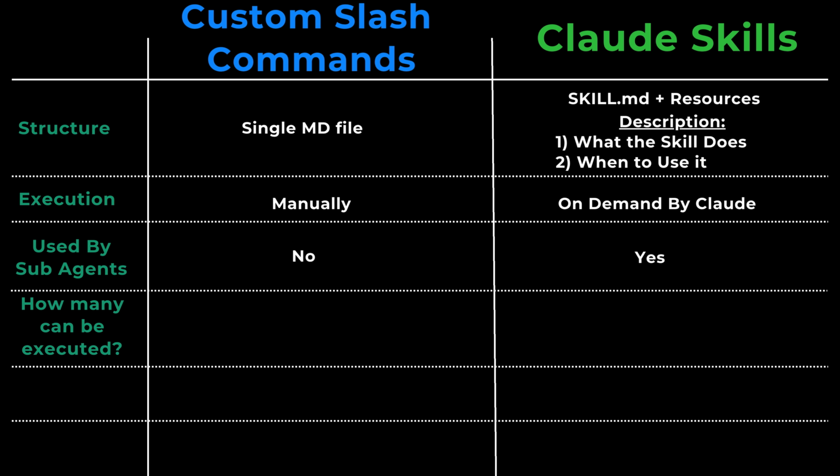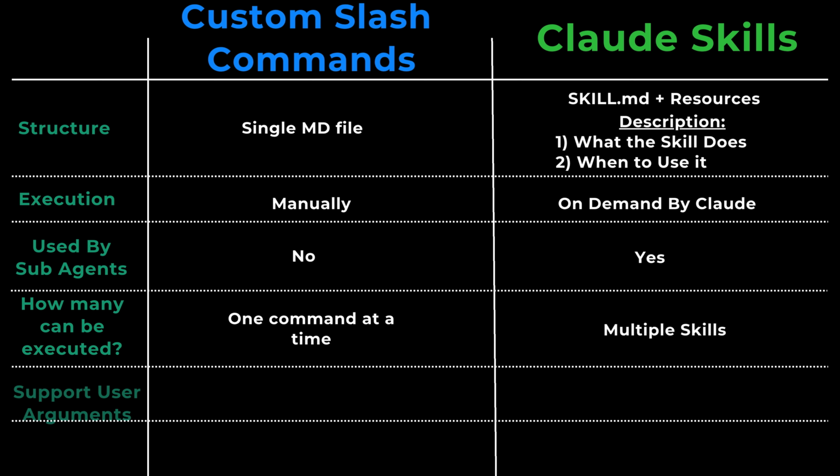There are a few more differences worth noting. You can only run one custom/command at a time, but there's no limit to the number of skills that can be active. Commands can accept arguments like the GitHub issue number we used earlier, while skills can't.